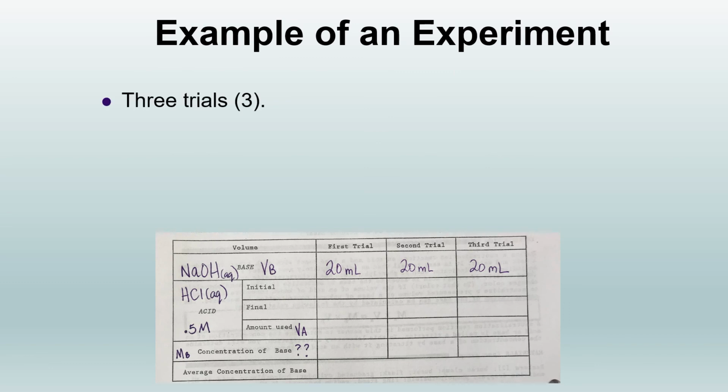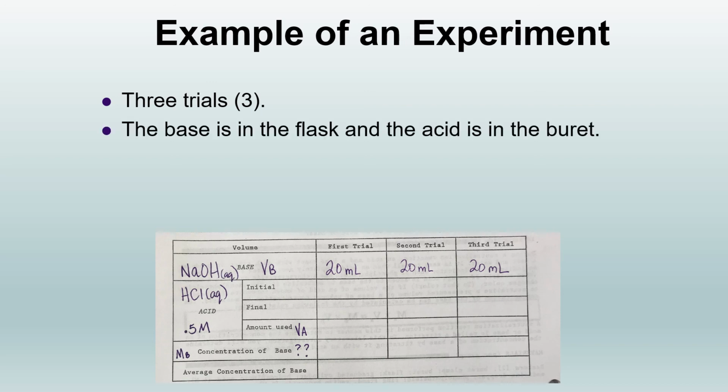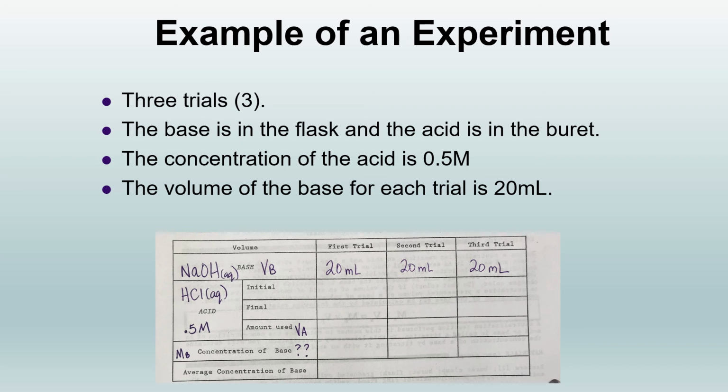Now let's say we are doing this experiment in a lab. We will do 3 trials of the experiment, which means we'll follow the same titration procedure 3 times with the same acid and base. So we'll have our base in the flask at the bottom, and we'll have the acid in the burette. Let's say the concentration of acid that we are using in the burette is 0.5 molar. And for each of the 3 trials, the volume of the base that we'll pour in our flask is going to be 20 milliliters. So we have all of that information in this table.